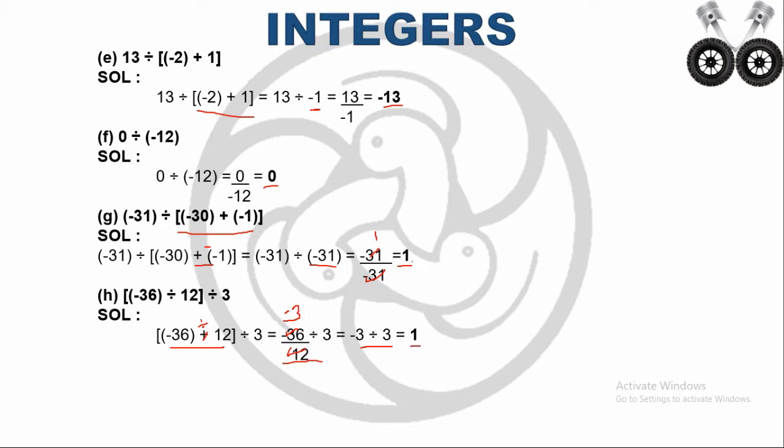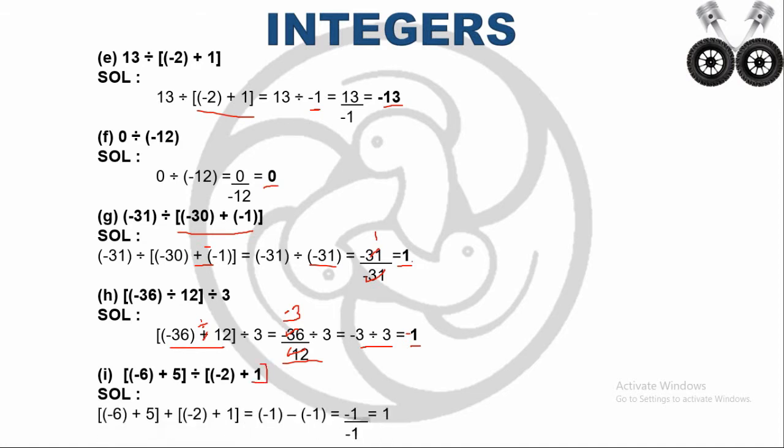Minus 1. Next one is minus 6 plus 5 divided by minus 2 plus 1. So here too we are having the 2 brackets. Which one should be executed first? We have to execute it from left to right. So minus 6 plus 5. Here the two integers are having different signs, that means I have to subtract. So 6 minus 5, the answer is 1. The biggest number's sign is a negative sign, so I have to put it as minus 1.